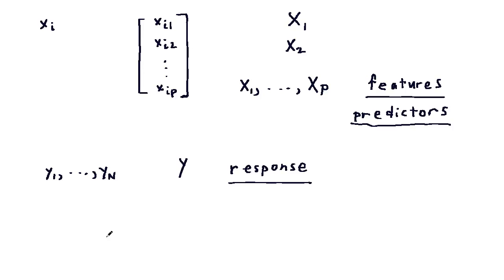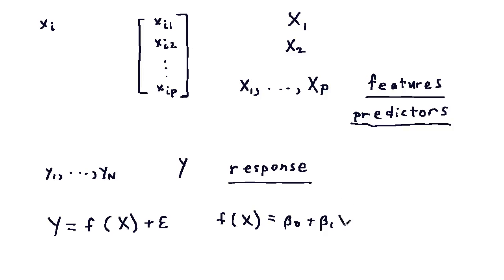In linear regression, we assume that the response depends on the input variables in a linear fashion. So y equals f of x plus epsilon, where f of x is equal to beta 0 plus beta 1 x1 plus dot dot dot beta p xp.